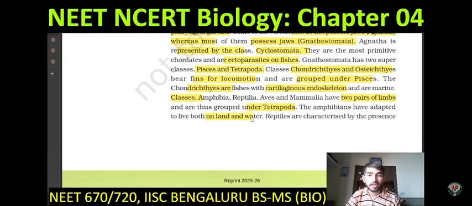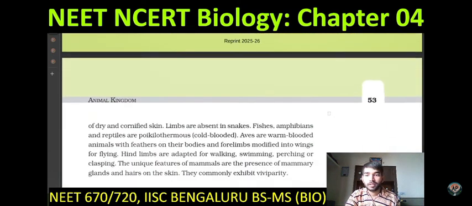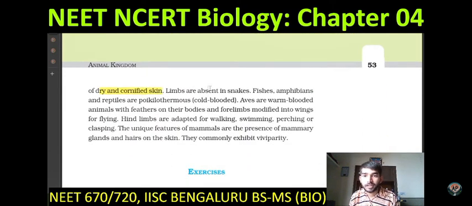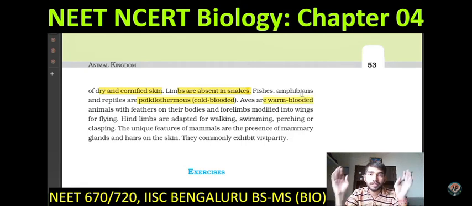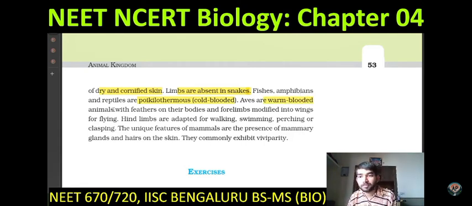Amphibians are adapted to both land and water. Reptiles have presence of cornified skin. Limbs are absent in snake, so all of us know. Fish, amphibians, reptiles all are poikilotherms. Aves are warm-blooded because they have a four-chambered heart, two auricles, two ventricles. So that is why they are able to maintain their internal temperature.